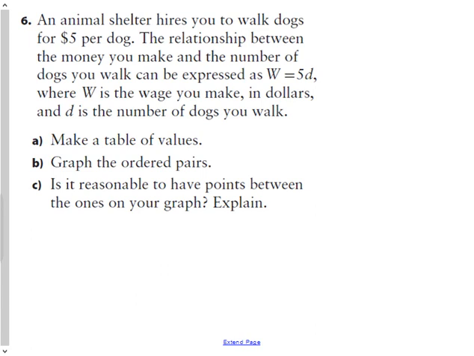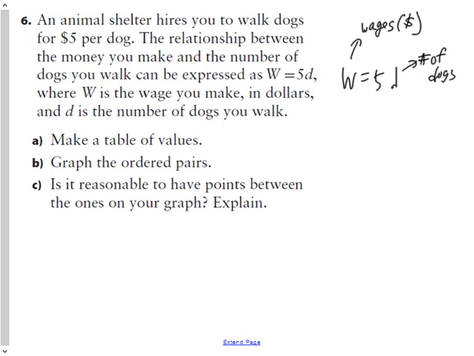Your next question, 6, is an animal shelter hires you to walk dogs for $5 per dog. That's a good job, even back in the 90s when this textbook was made. The relationship between the money you make and the number of dogs you walk can be expressed as W equals 5D, where W represents the wages, or the money you make, and D represents the number of dogs you walk.